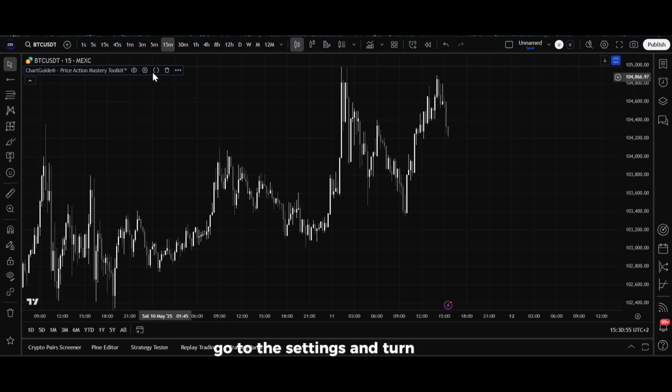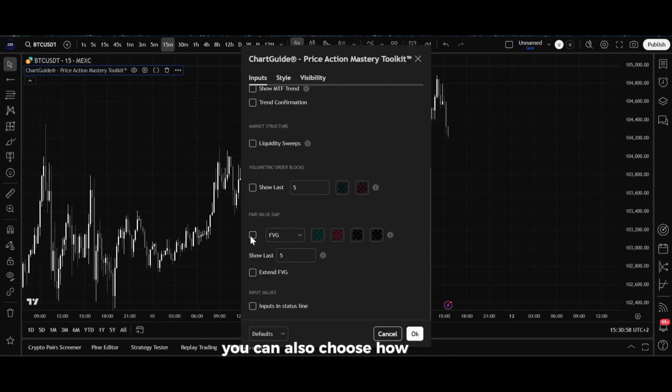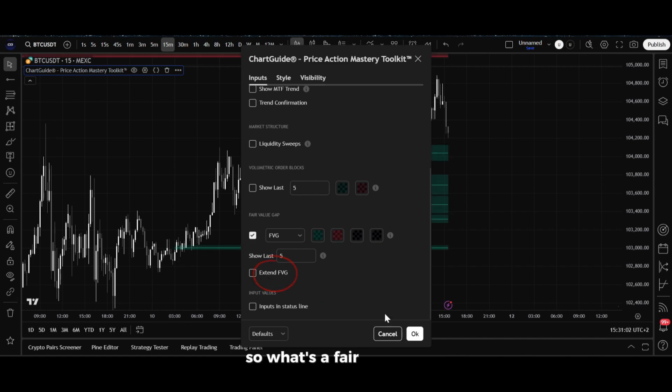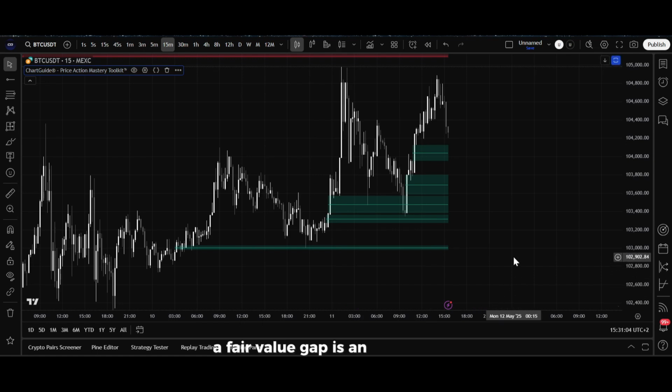Go to the settings and turn on fair value gaps. You can also choose how many recent gaps you want to see and whether you want them to extend forward on the chart. So what's a fair value gap? A fair value gap is an imbalance in the market.